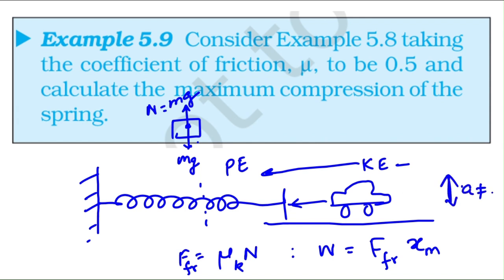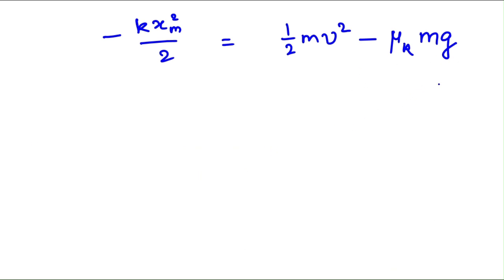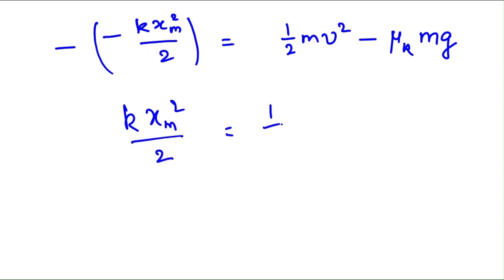There is no net vertical acceleration, so these two forces should be equal in magnitude. That's why instead of N, we have written mg. Now we can rearrange these terms. One more thing here: this is the work done by the spring force. So the potential energy rise should be the negative of this work done, that is k xm square by 2 equals 1 by 2 m v square minus mu k times mg.